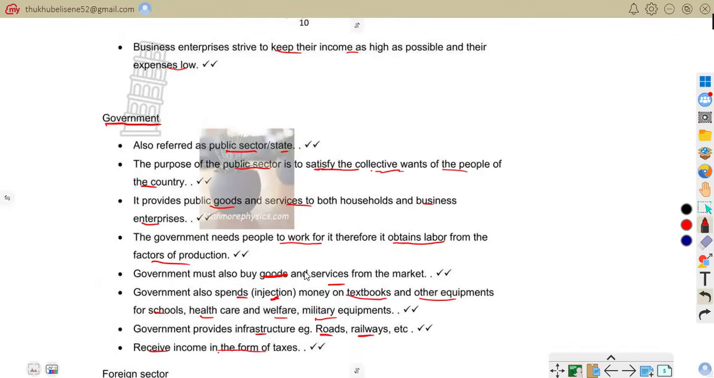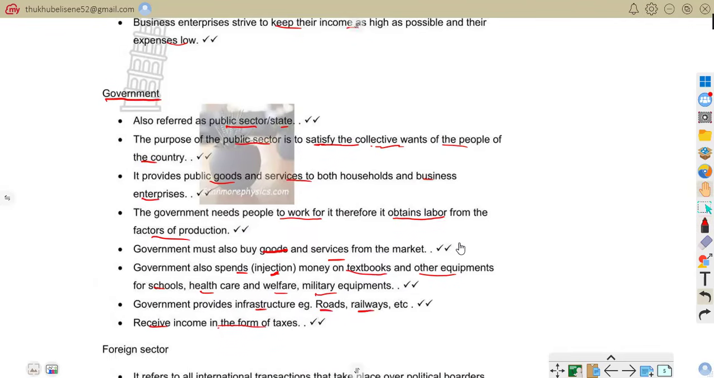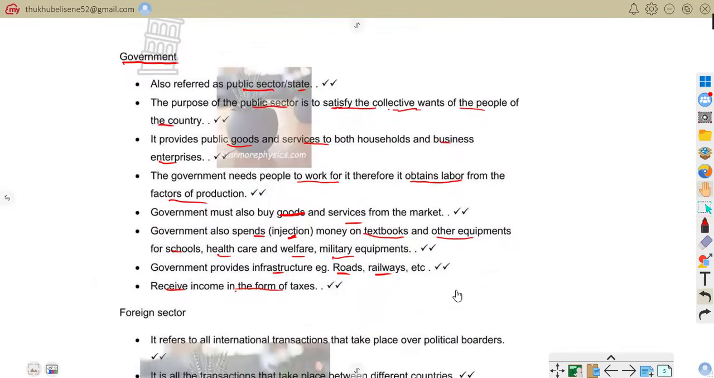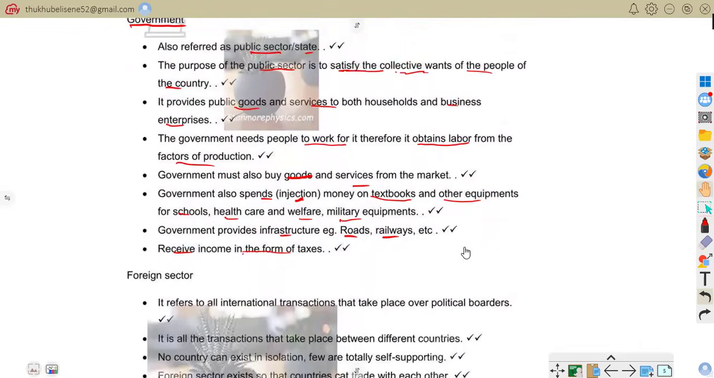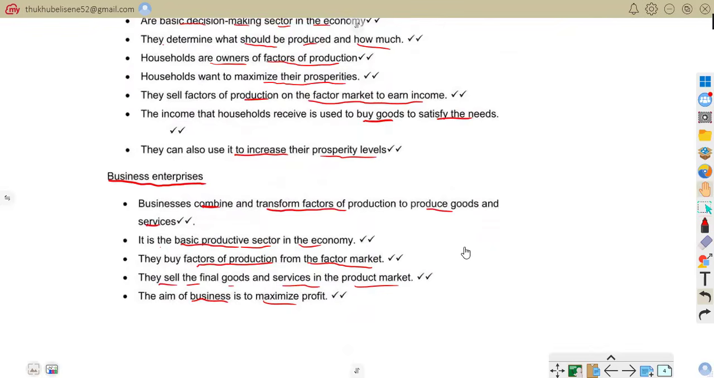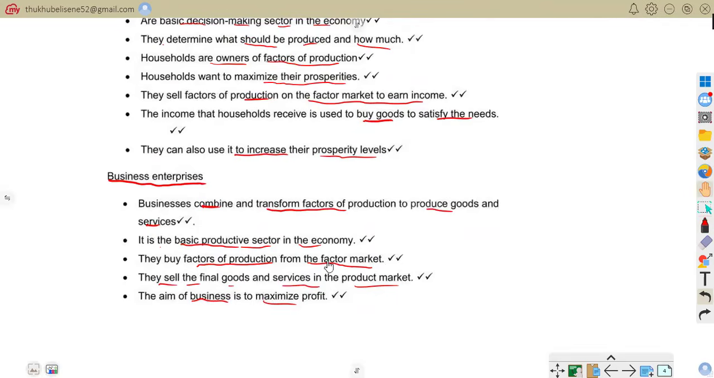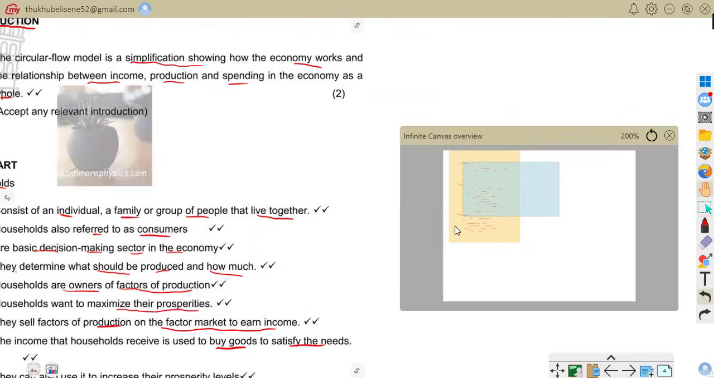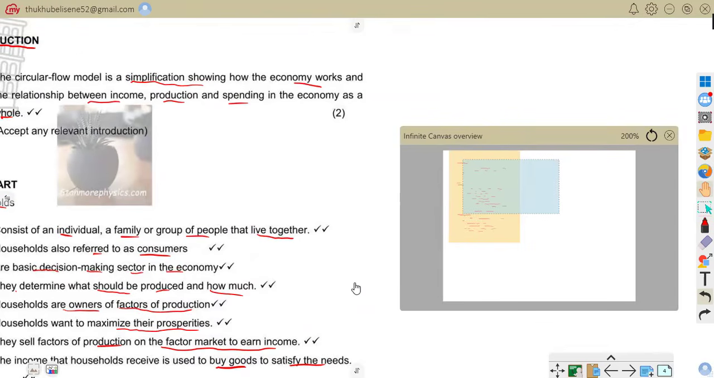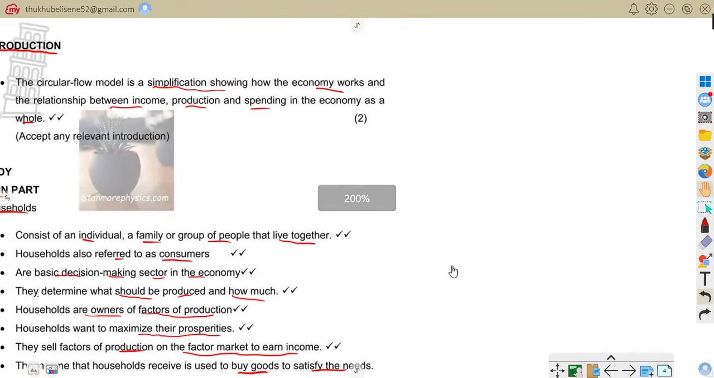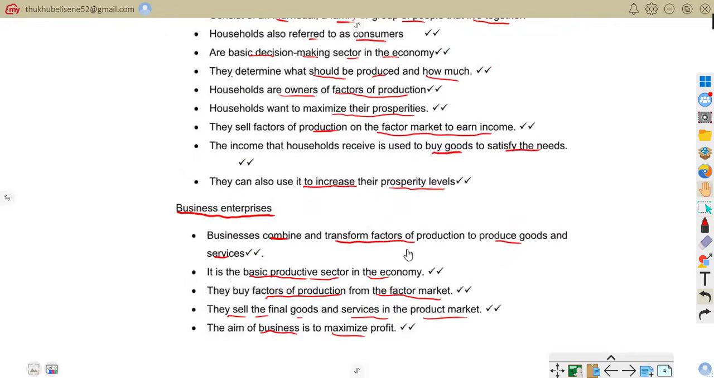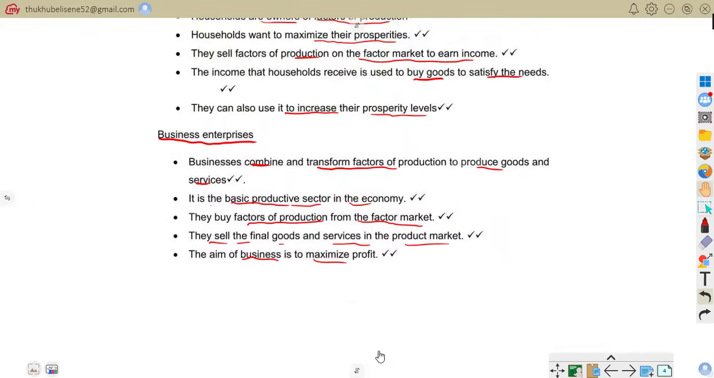So now let us move on to the foreign sector.